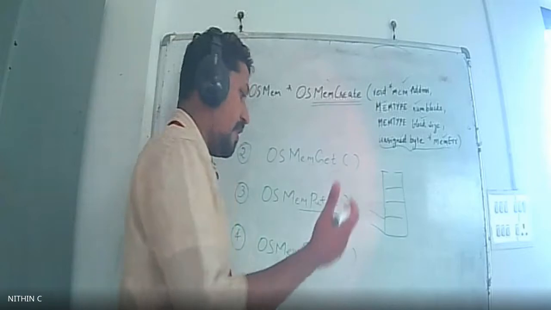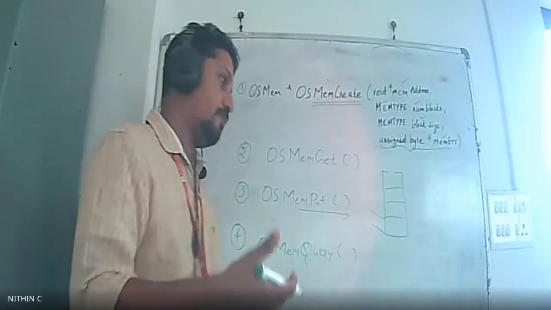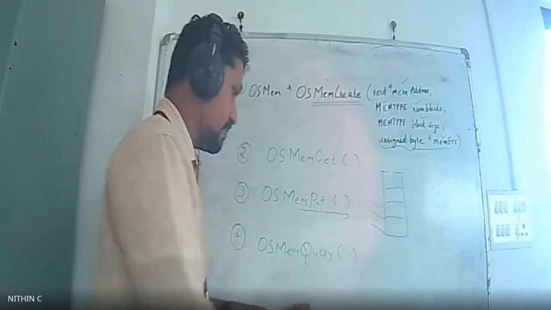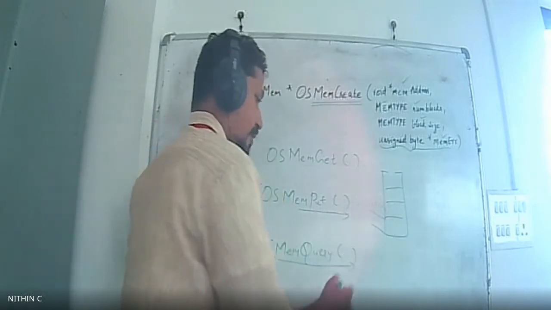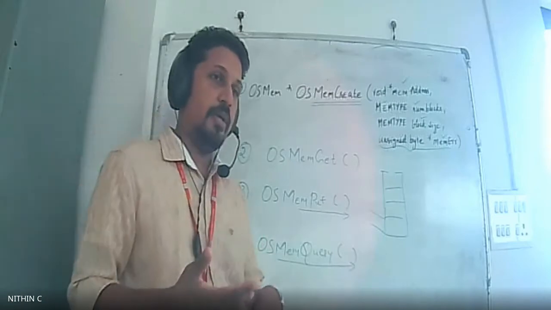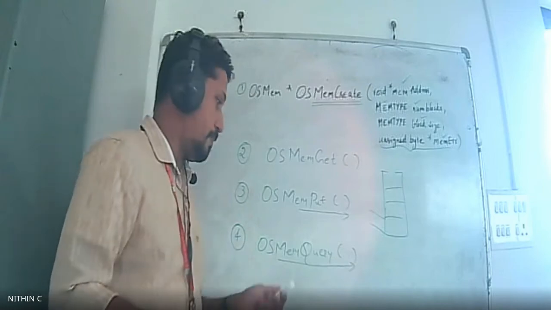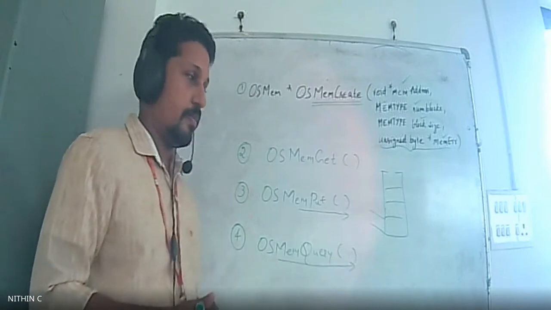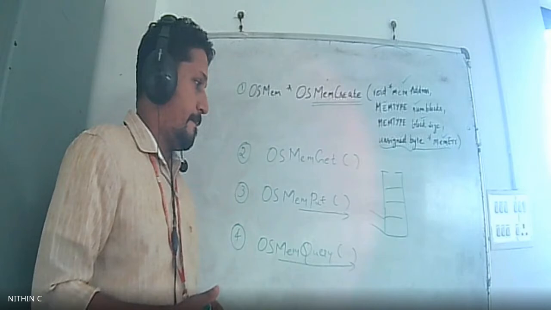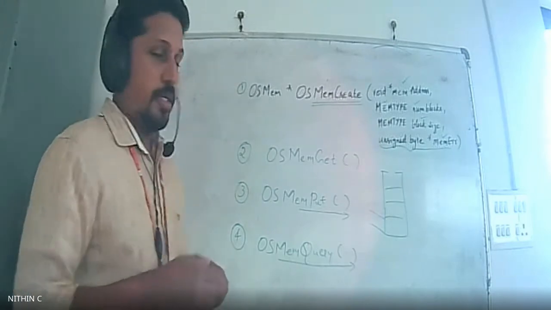And if you have any query regarding the memory partitions, if you need any information regarding the memory partitions, you will be using the function OS memory query. Any information with respect to the created memory can be accessed with the help of OS memory query. So these are the 4 functions that are used in memory allocation.